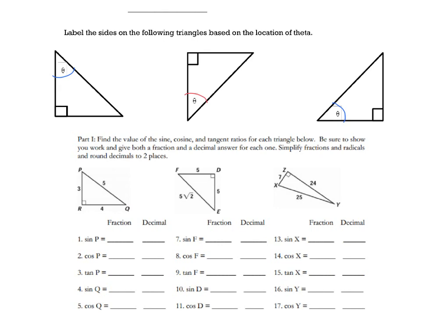So, let us label the sides on the following 3 triangles based on the location of theta. This is basically you practicing identifying the hypotenuse, where the opposite side is based on theta, and where the adjacent side is based on theta. If you want a shorthand, because I know you don't like writing out all those words, you can use H for hypotenuse, O for opposite, and A for adjacent.